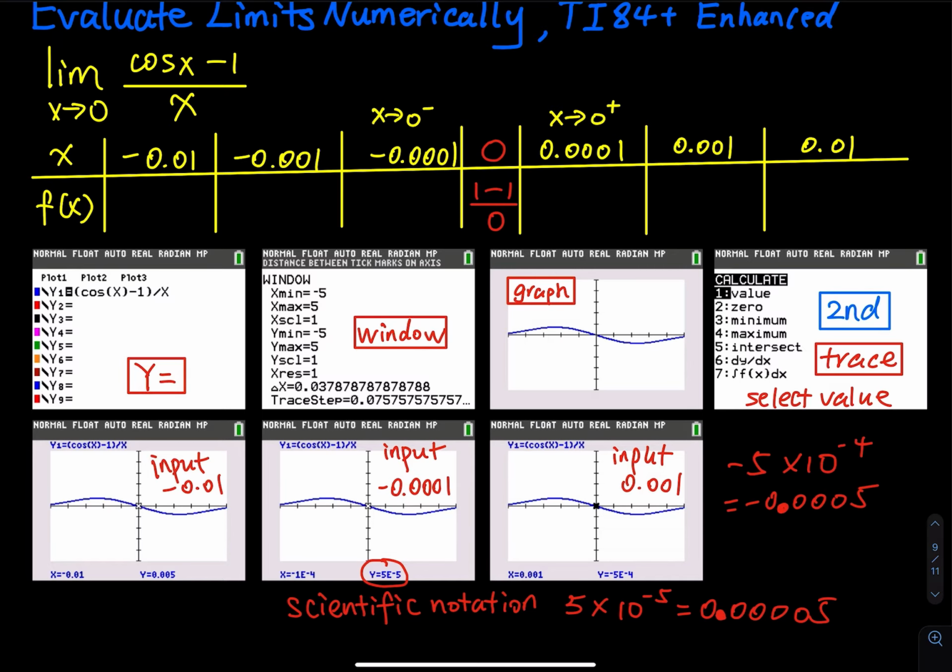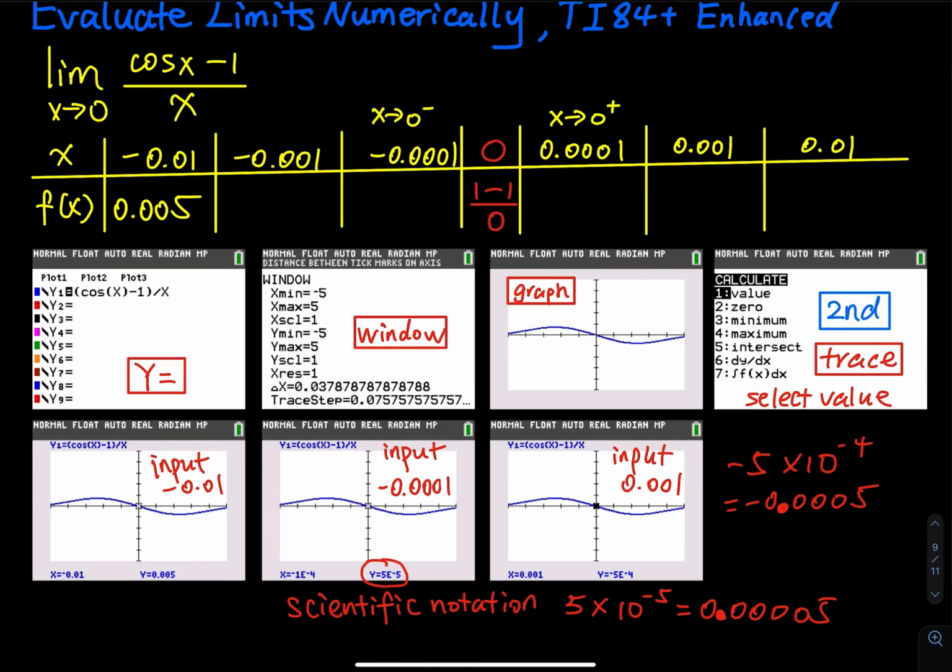So let me fill it in. The first value that I got is 0.05. And then you can try the next one. You want to try negative 0.01. You don't have to go back to second trace again. Just type the number you want right there. Oh, by the way, negative and minus are two different keys. The negative key is right next to the decimal point. So you type negative 0.01, and then you hit enter.